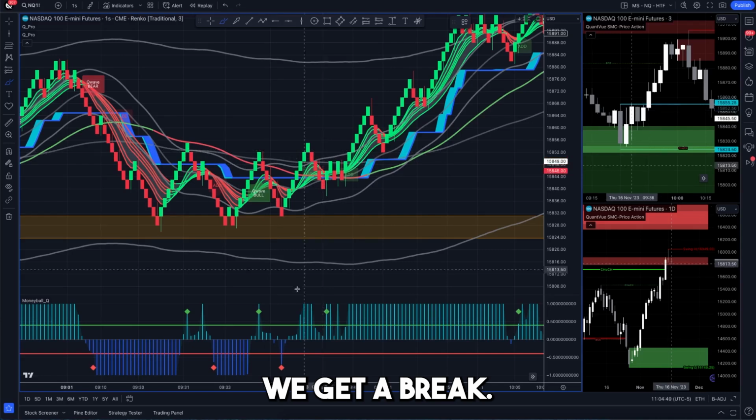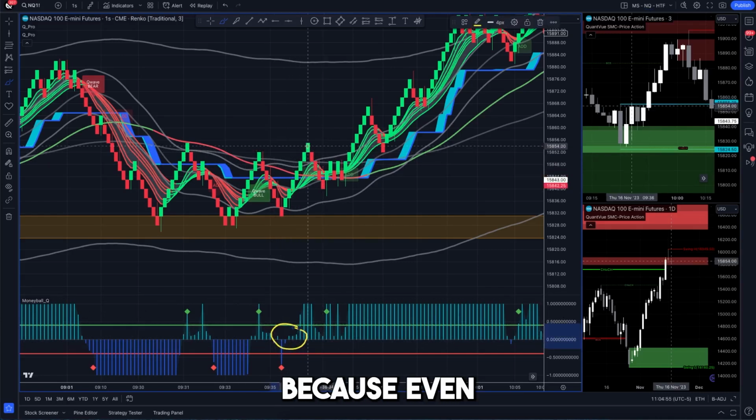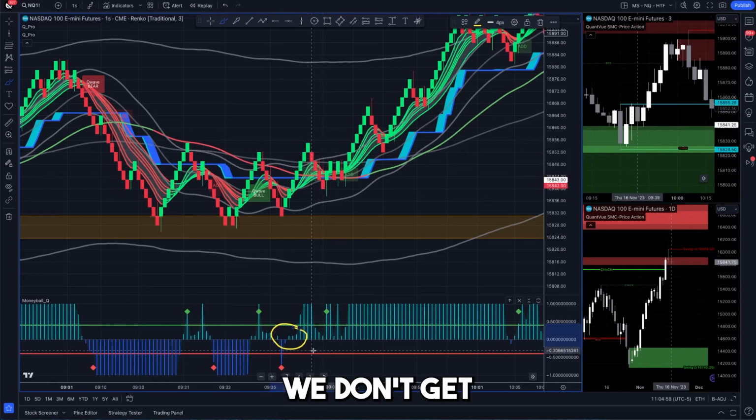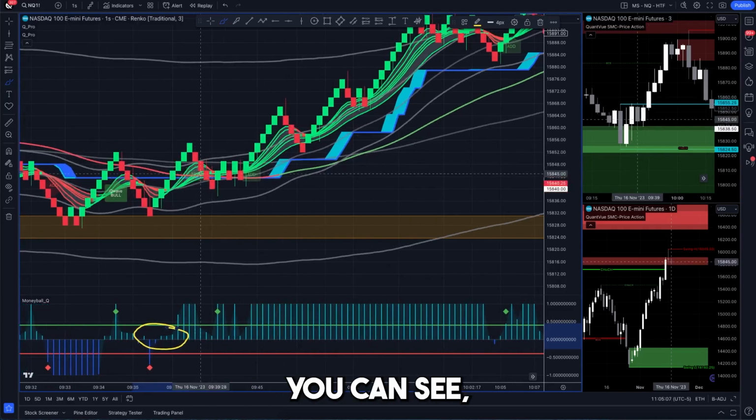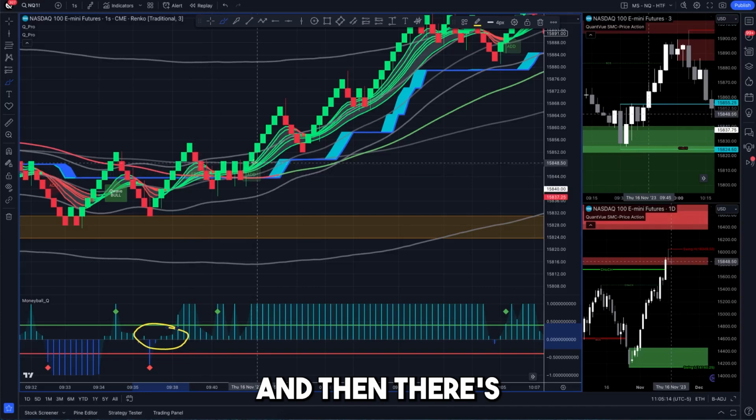We get a break. First off, we get a flip on the money ball. Now I'm starting to flip bullish, because even when we get a push down here, we don't get a bearish print on the money ball. So I'm not really going to be fooled by a push to the downside. And then if you can see, you might not be able to, but there's actually an ad alert in here providing more confluence to the upside. And then there's even one here.